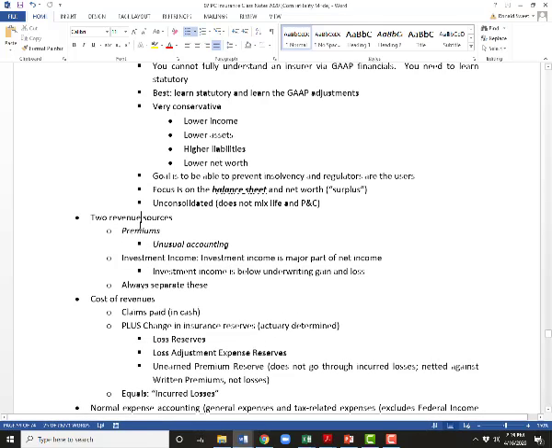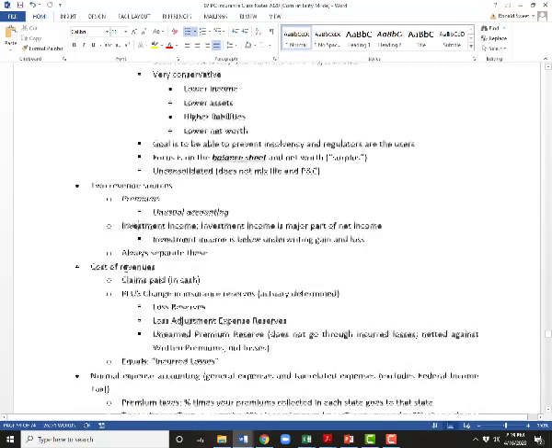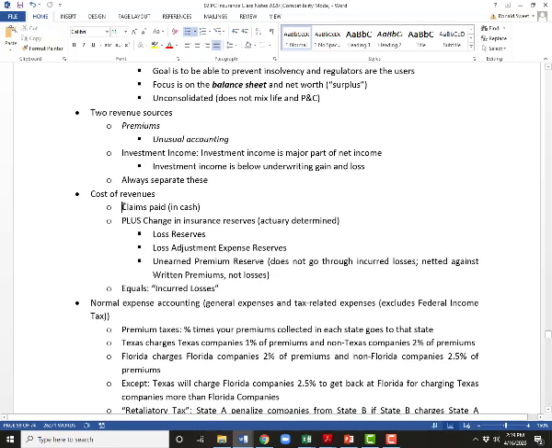All right, so there's premiums and investment income. Cost of revenues, the way they do that is they have claims they pay in cash, and then they add the change in reserves. They have loss reserves, LAE reserves, and this last one, unearned premium reserve. Now, this doesn't go through incurred losses. It goes through premiums, through revenue, but there's three reserves that they have. But the actual incurred losses is claims paid plus a change in loss and LAE reserves, and that's what they show. And we'll look at those numbers. We'll actually see them with Allstate.